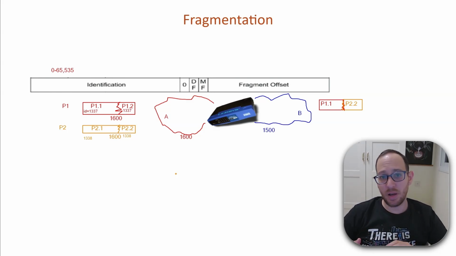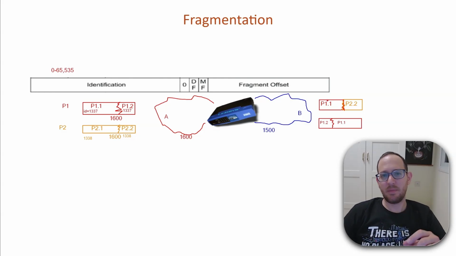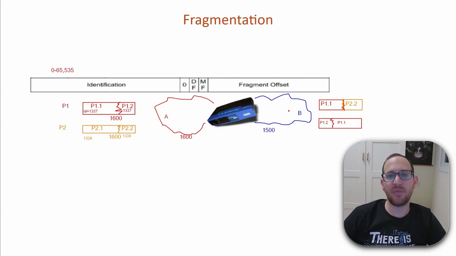Now, there are other issues here. Another problem is to have, for example, P1.2 and then P1.1. That is, both fragments do indeed belong to the same original packet, but they're reassembled in the wrong order. So for that, we have the fragment offset field, which has two interesting facts about. So an offset means an offset in bytes from the beginning. So the first fragment will always have the offset of 0.